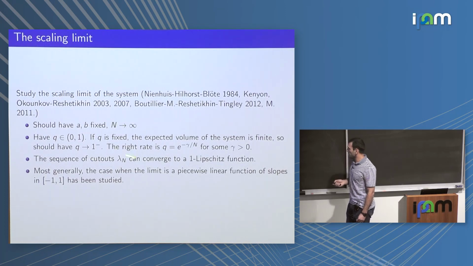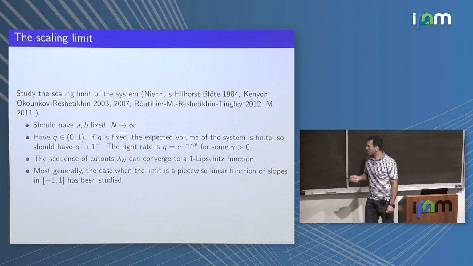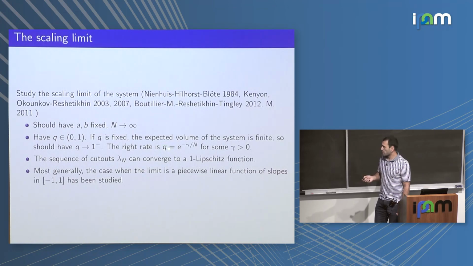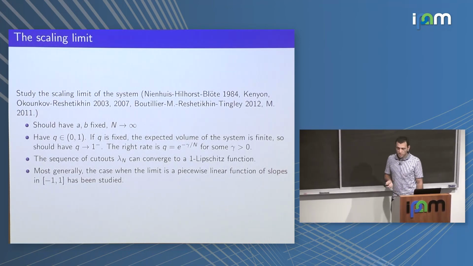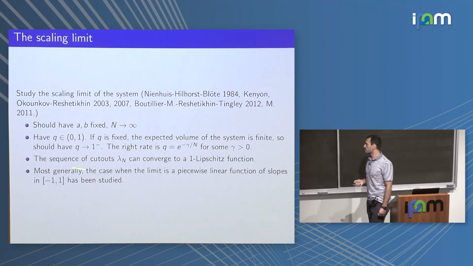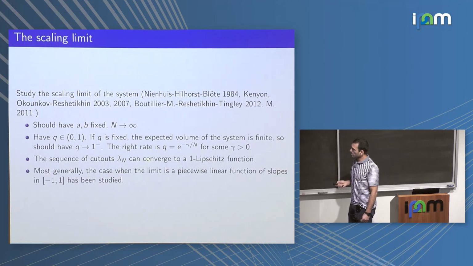And you can compute what is the right rate. You can see that the right rate should be that q goes to 1 as e to the negative some constant over n as n goes to infinity. And in a skew plane partition version, you also have this Young diagram that you're cutting out from the corner.